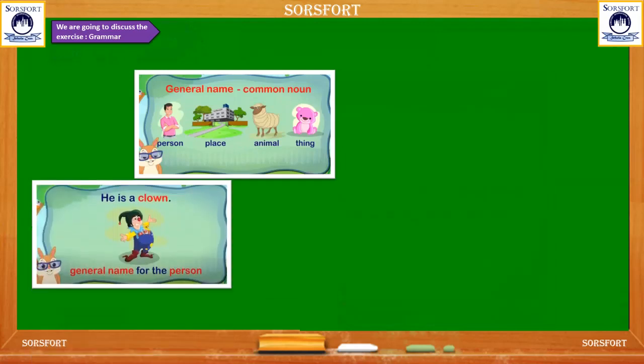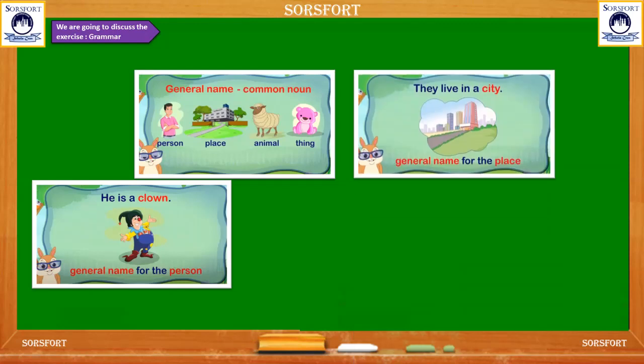Here you can see the picture of a clown. So I'm saying that he is a clown. So the general name of this person is clown. This is his profession name. So we are calling him a clown, but we don't know his name. That's why clown is the common noun, common name. So many clowns are there in the world, and this is a single clown among those many clowns. So this is the common name or general name of a person.